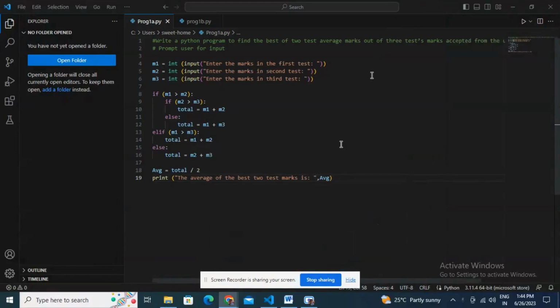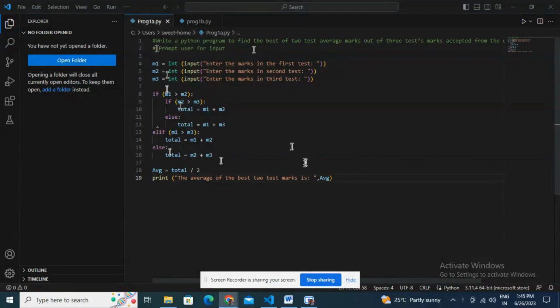Let's start with the first program of the VTU syllabus. The first program, 1A, is like this. Write a Python program to find the average of the best two test marks out of three test marks. Input: we have to give marks of three tests. Out of that, the best two will be selected and their average will be calculated. To do that, we will be using if, elif, and else.